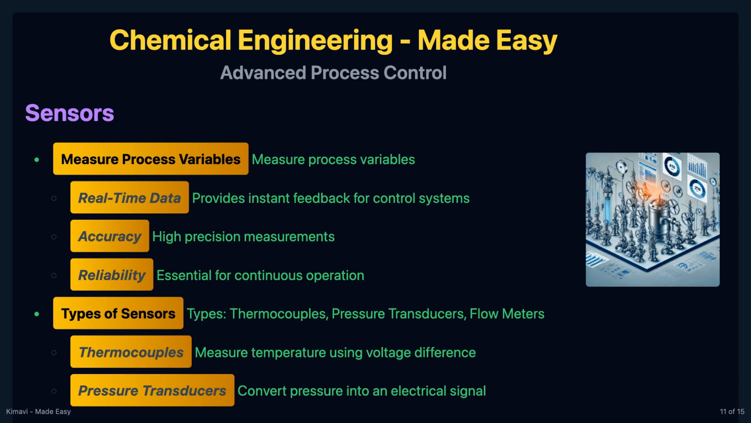Common types of sensors include thermocouples, which measure temperature based on the voltage generated by the junction of two different metals; pressure transducers, which convert pressure into an electrical signal; and flow meters, which measure the flow rate of liquids or gases.